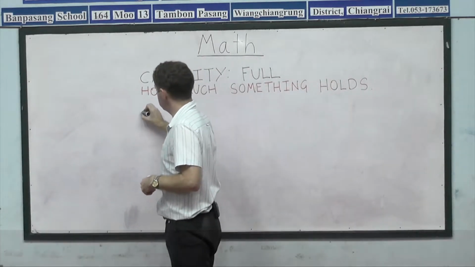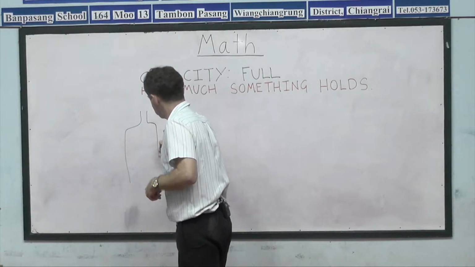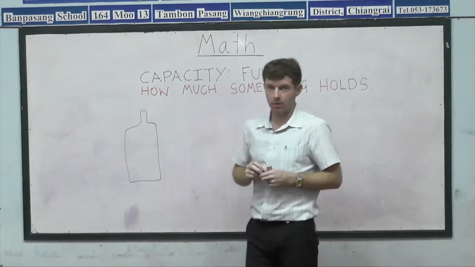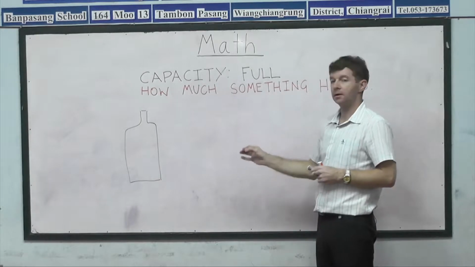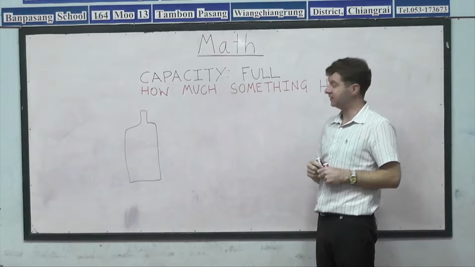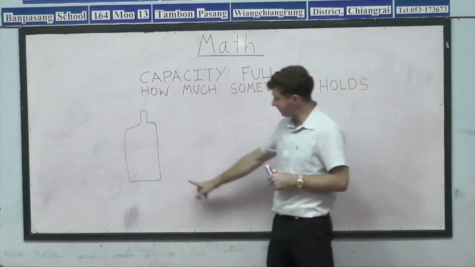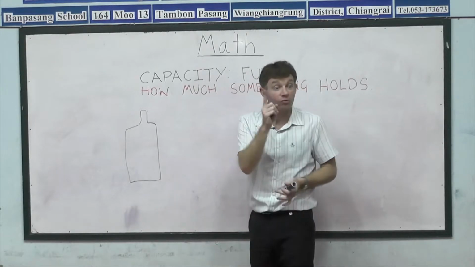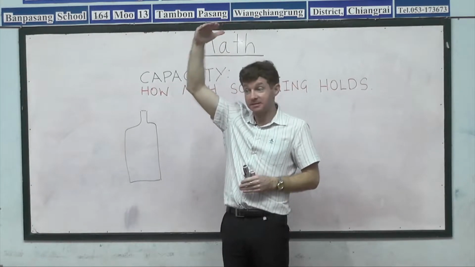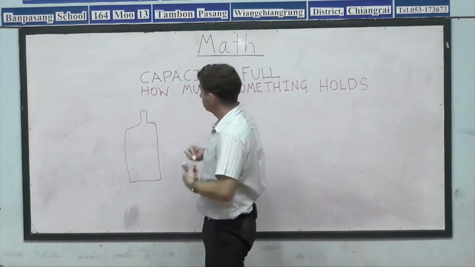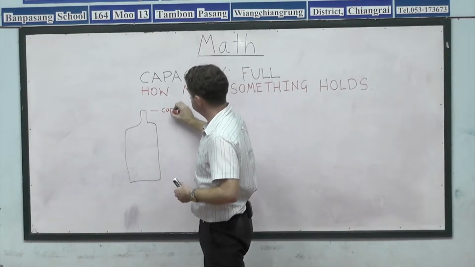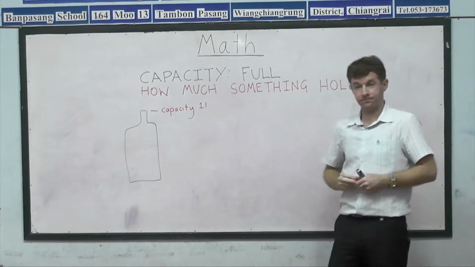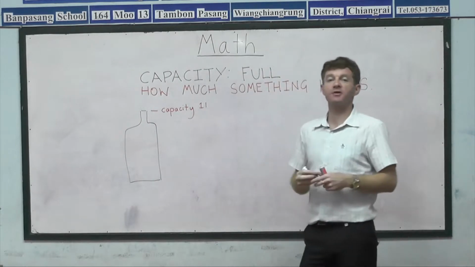Very good. So for example, I will draw a bottle. The capacity of this bottle is 1 liter. So, where should I write 1 liter? Should I write 1 liter at the bottom? Should I write 1 liter in the middle? Where should I write 1 liter? On top. Exactly. Well done. Capacity is always at the top. Yes. So, this bottle, capacity, 1 liter.